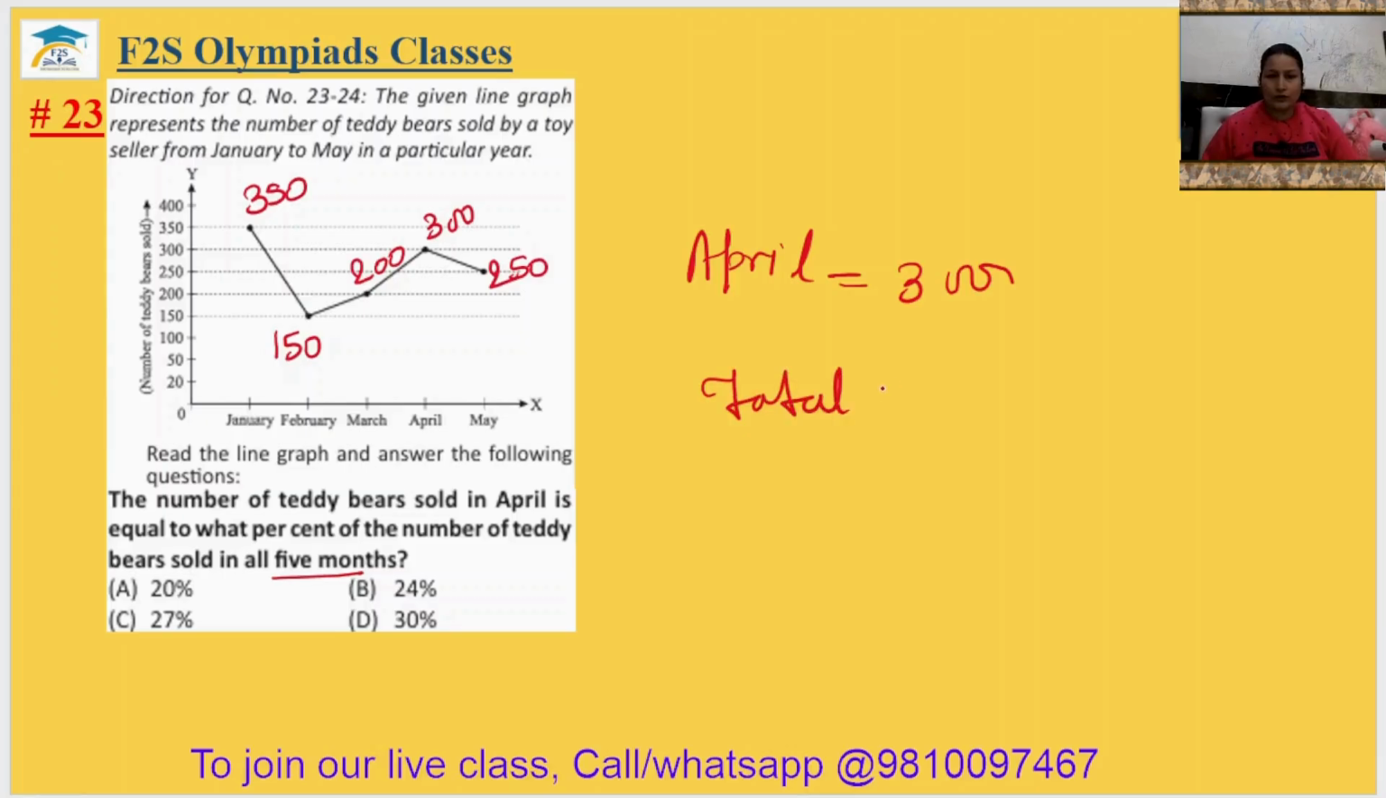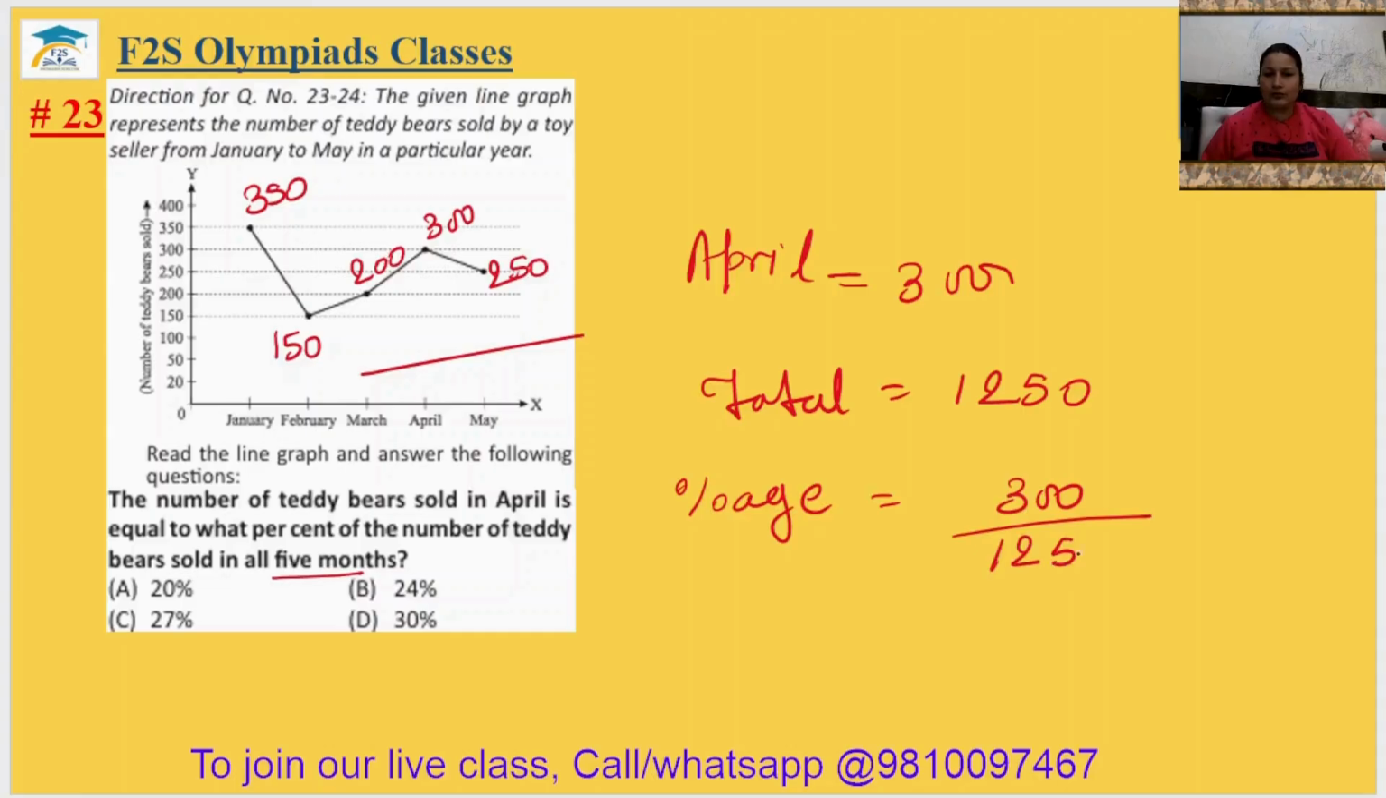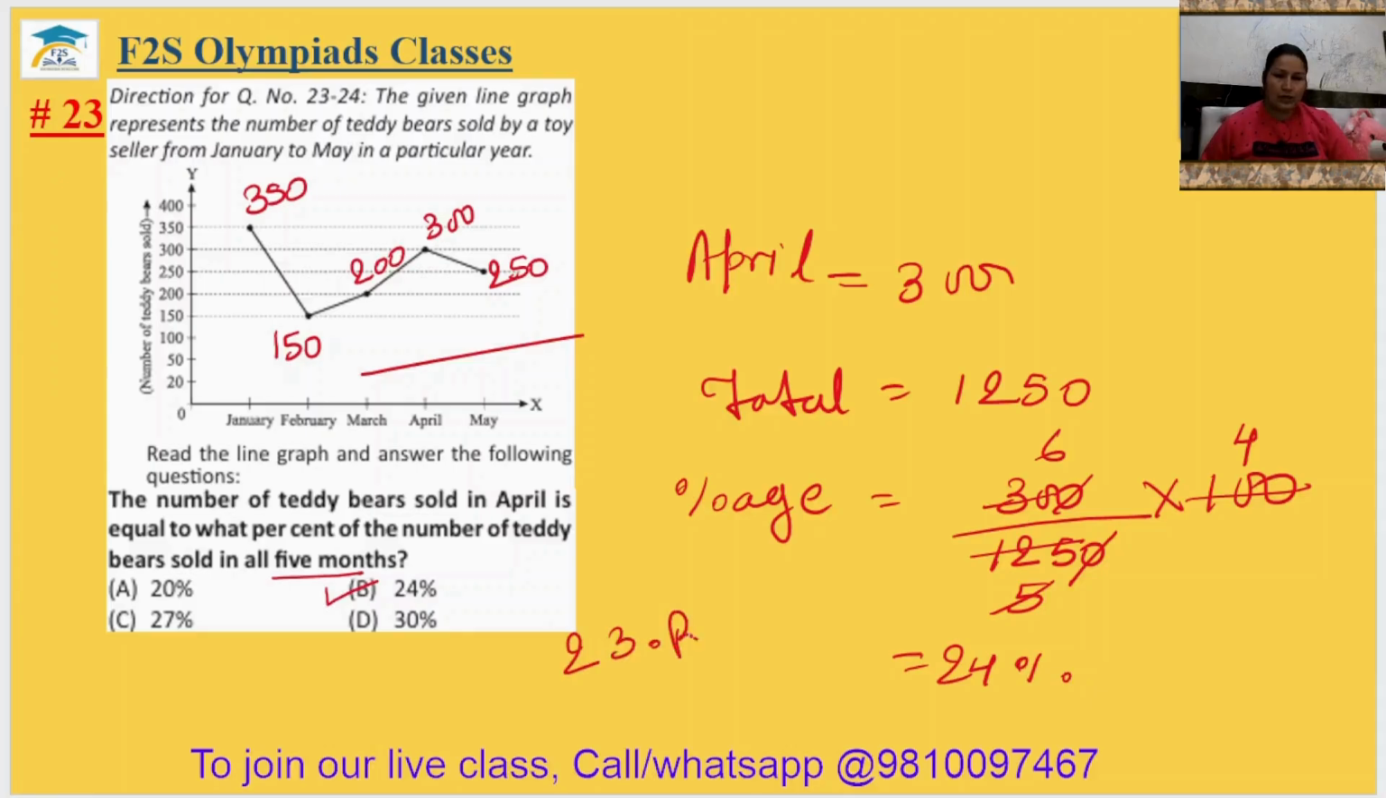Total will be, if you add all of them you will get 1250. Okay, so percentage for April will be equal to 300 upon 1250 multiplied by 100. So 10 cancel, 25 fours are 100, 25 fives are 125, 5 sixes are 30, 6 fours are 24%. It is in option number B. The 23rd answer will be option B.